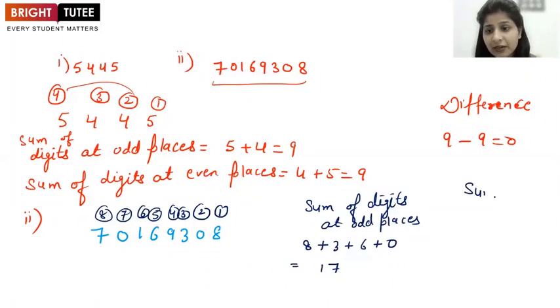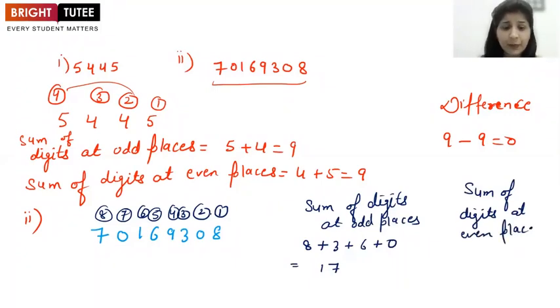Now you take the sum of digits at even places. At second position we have 0, at fourth position we have 9, then at sixth place we have 1, and at eighth place we have 7. So 9 plus 1 is 10, plus 7 is 17. So can you subtract them? 17 minus 17 is 0. So this number is divisible by 11. So this is how we check the divisibility by 11.